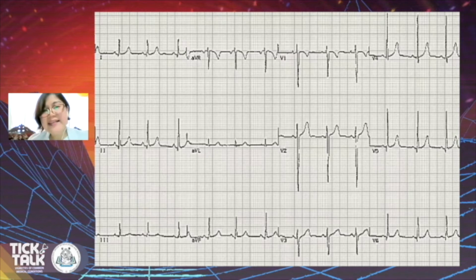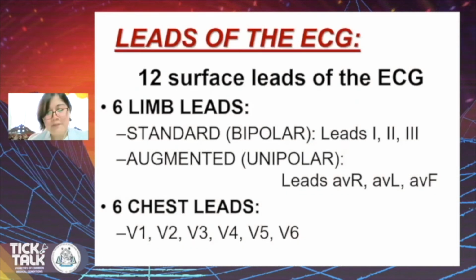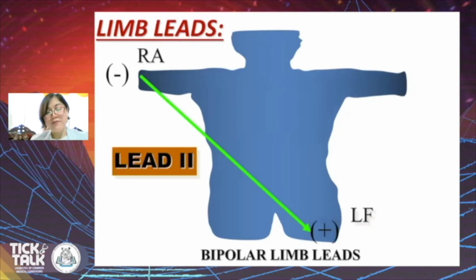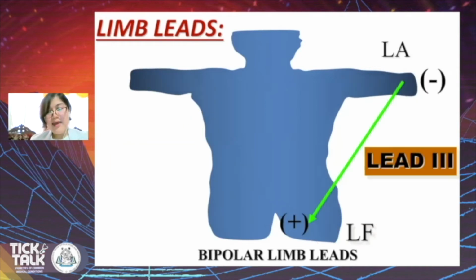So again, the leads of the ECG: we have 6 limb leads, both augmented and standard. Standard leads meaning the bipolar leads, and the unipolar leads or the augmented leads. And we have 6 chest leads. So the limb leads, particularly the bipolar leads as mentioned, are able to take note of the difference between the action potential at 2 points. So your lead one basically receives electrical impulse from the right arm to the left arm. Your lead two from the right arm to the left foot. And your lead three determines the difference from your LA or your left arm to your left foot.